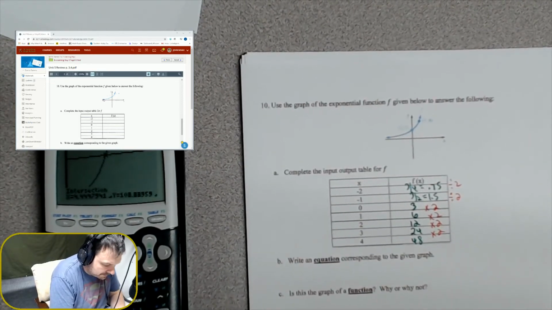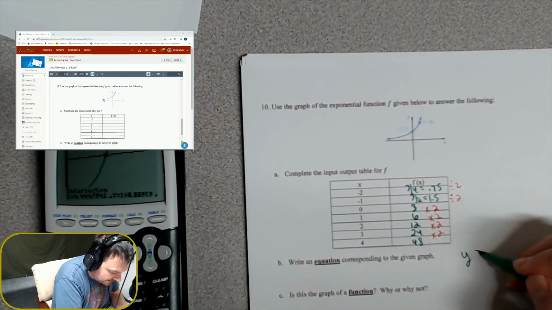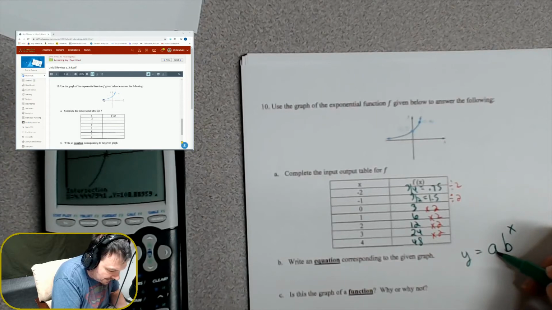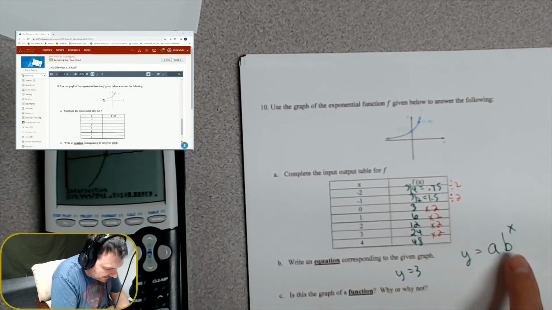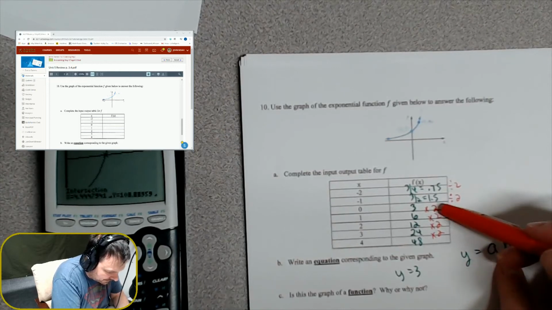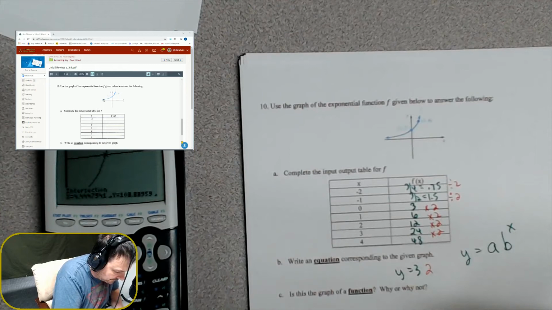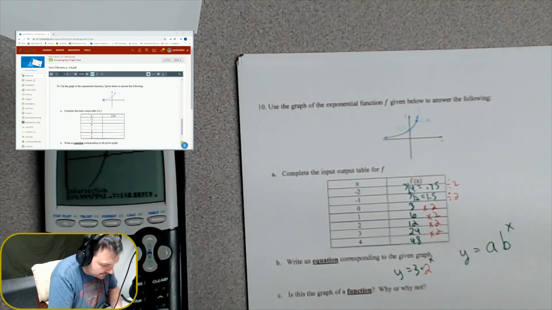What's the equation? You should be able to figure that out by now. What's the y? Remember the formula is y equals ab to the x. A is your y-intercept, so 3. And b was our growth. So b was the times 2. And don't forget to put to the x right there. See, I say times 2 to the x.